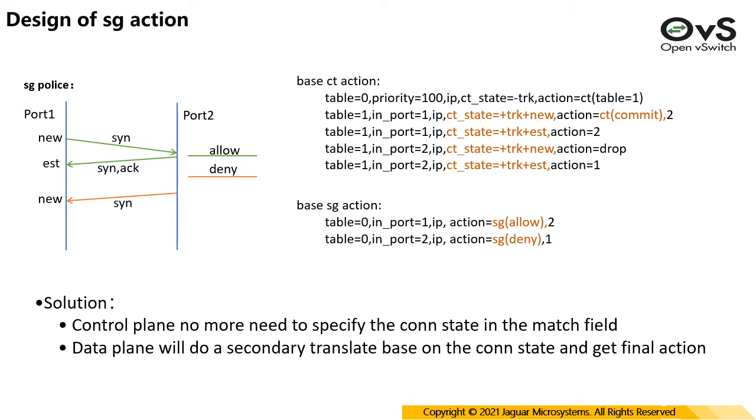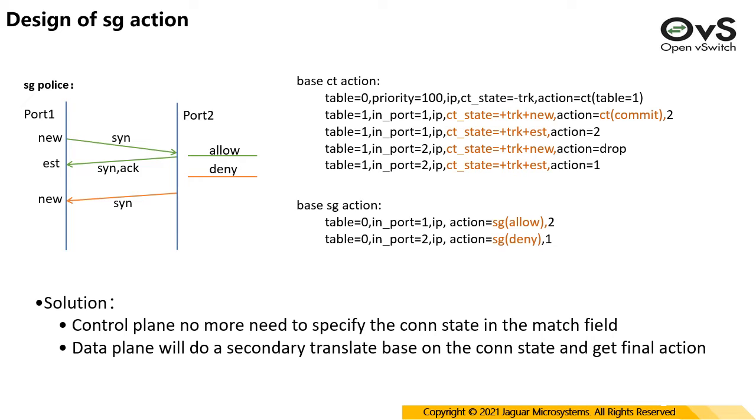The key point to support this function is to find a way to tell the difference between the ACK flag reply packet sent from port 2 to port 1 and the initiative connect SYN flag packet. With the CT action, this job is done by the control plane. The control plane has to specify the CT state in the matching field and specify what action needs to be done based on the different connection status. Thus, we need to insert at least 5 OpenFlow rules.